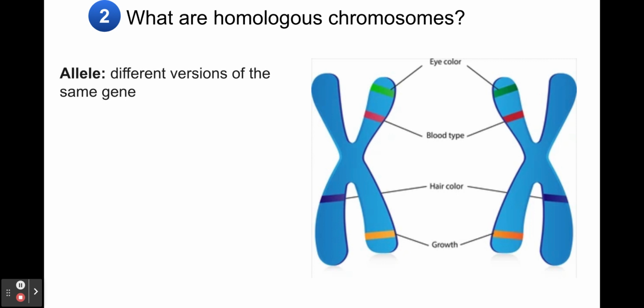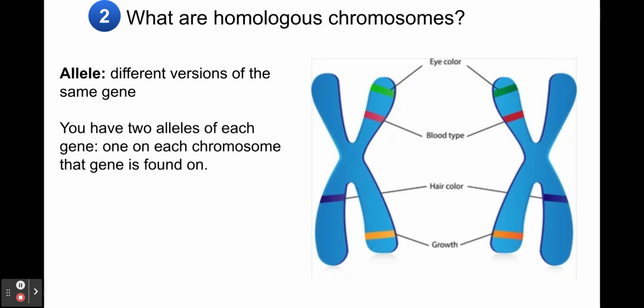So we call each copy of a particular gene an allele. An allele is a different version of the same gene. So you have 2 alleles for eye color, 2 alleles for blood type, 2 alleles for hair color, and 2 alleles to determine your stature.